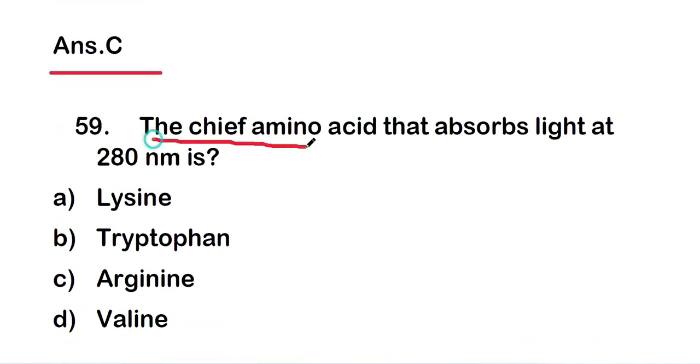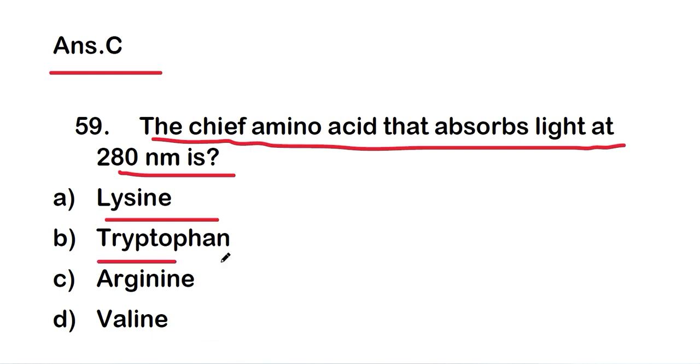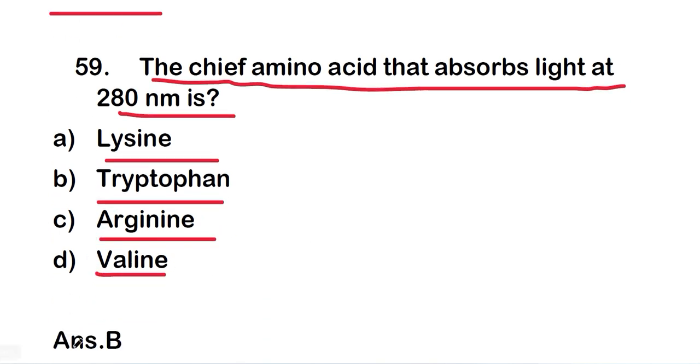That is the chief amino acid that absorbs light at 280 nanometer is lysine, or tryptophan, or arginine, or valine, and the right one is option B, that is tryptophan. So the chief amino acid that absorbs light at 280 nanometer is tryptophan.